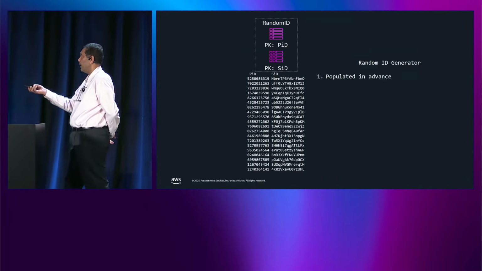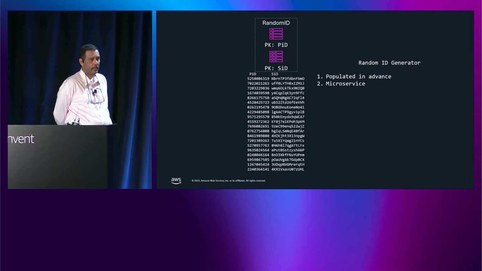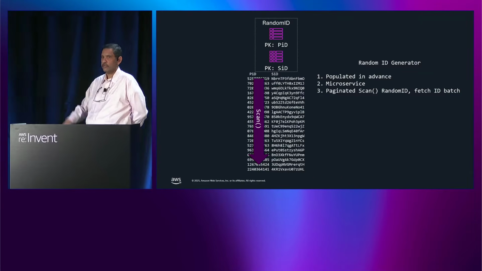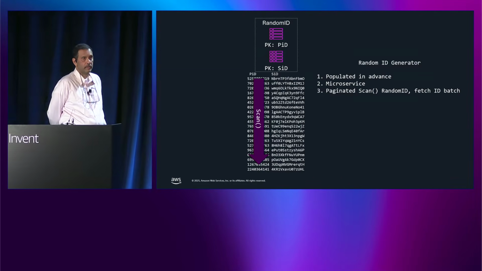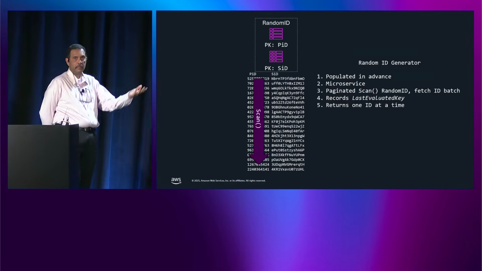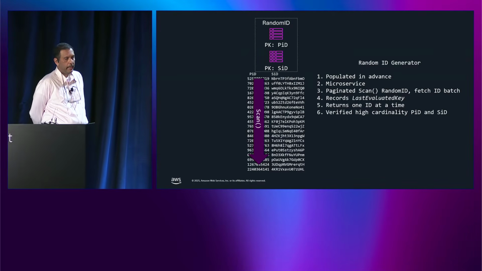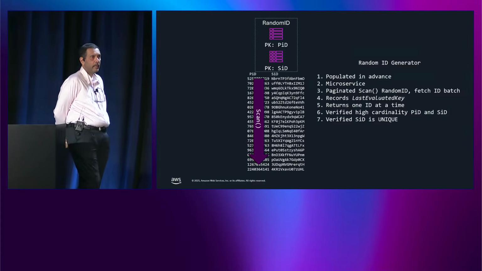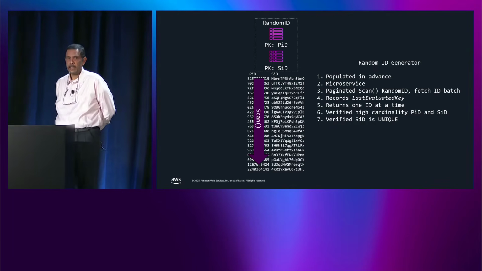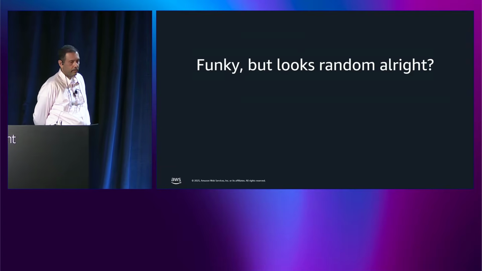This table is populated in advance. They verified that it's high cardinality and truly random and all that. There's some microservice which is going to generate the random IDs, and what it does, it goes and reads a whole bunch of rows at once. Maybe it reads a batch of 1,000 rows, and it records the last evaluated key. And then when you want an ID, it'll give you one. That's basically how this application works. And they verified high cardinality. And oh, by the way, GSIs are non-unique. We don't enforce uniqueness. So they verified that the SID is also unique. That is their statutory requirement.